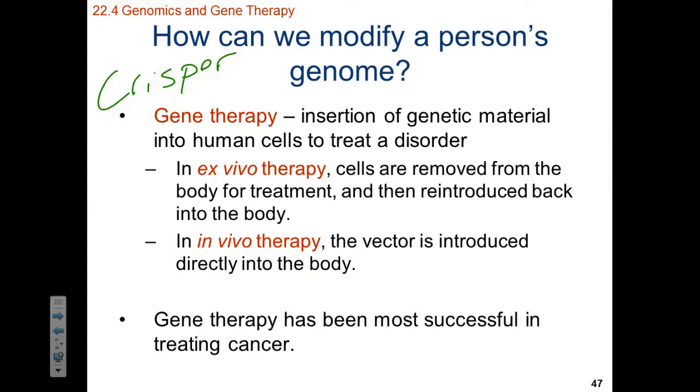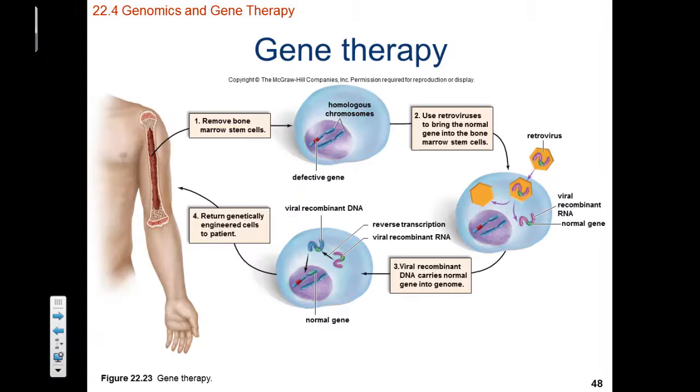With our gene therapy, we can have insertion of genetic material into a human cell to treat a specific genetic disease. We can have ex vivo therapy. During ex vivo therapy, we take a sample of the patient's cells out of their body, modify them, and then put them back in their bodies. With in vivo therapy, we are going to modify the human's genomes while those cells are in the patient's body. Gene therapy is starting to become quite successful as a new novel technique for treating cancers.